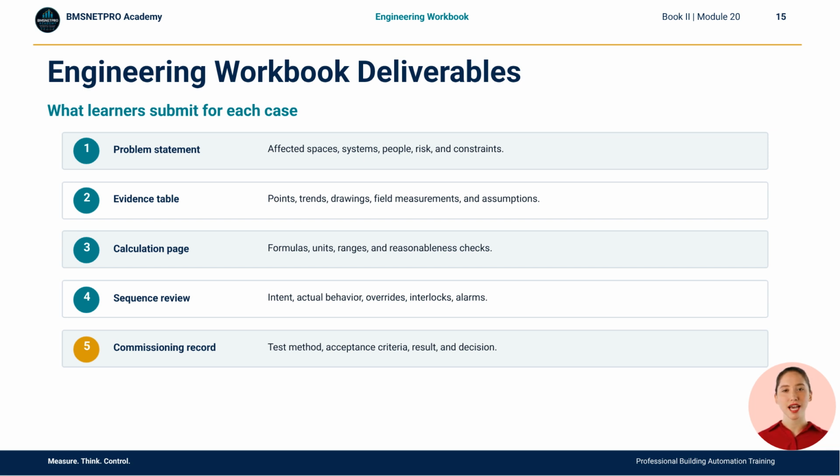Next comes the calculation page showing formulas, units, ranges, and reasonableness checks. After that, the learner reviews the sequence: design intent, actual behavior, overrides, interlocks, and alarms. Finally, the workbook includes a commissioning record, test method, acceptance criteria, results, and the final decision. This is exactly the structure that supports professional communication in the field.